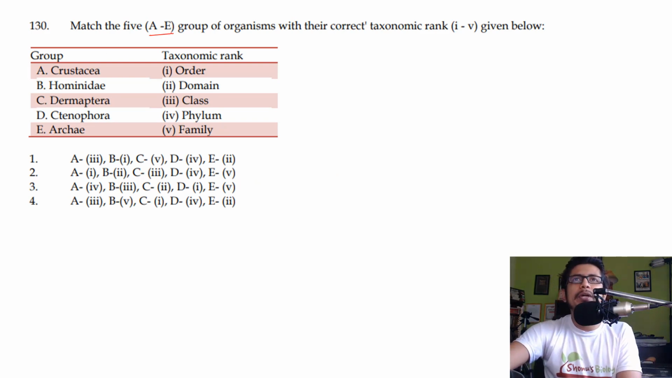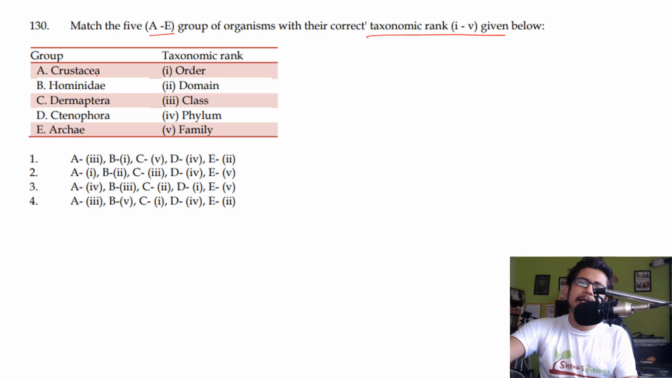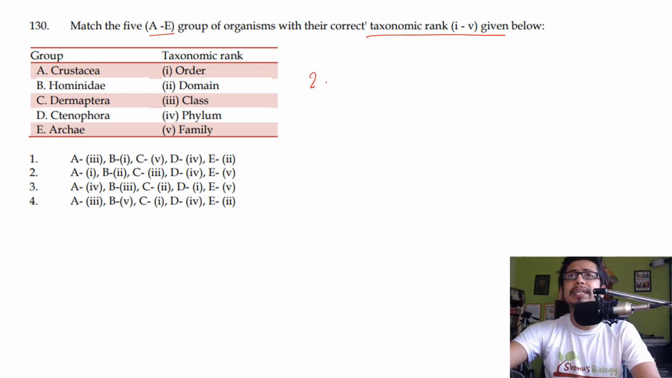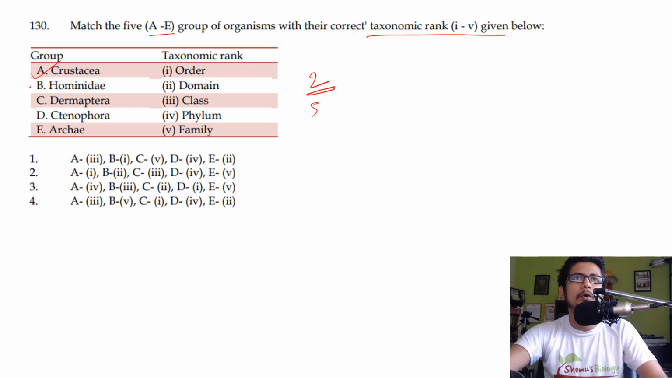Match the five groups of organisms, A to E, with their correct taxonomic rank, also provided from Roman 1 to Roman 5 given below. So, group and the taxonomic rank. Among them, it may be possible that you don't know all of them, but you need to know at least 2 out of 5. Let's assume you know crustacea, you know hominid, you know these two. You also know archaea, because these are easy to know. In our classes we have talked about hominid, crustacea, these terms, and archaea.